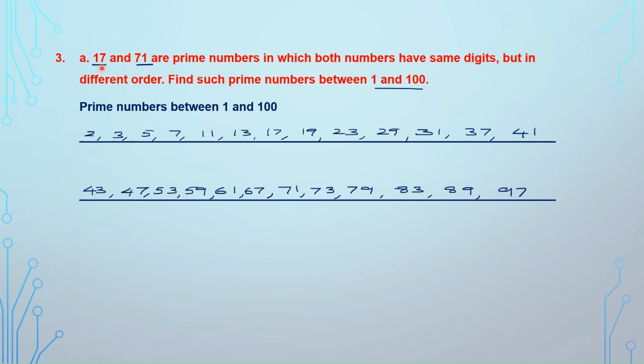Now we need to find numbers like this, 17 and 71. The reverse, the order is different, but the digits are the same. So let's look for two-digit numbers. Now 13 and 31.